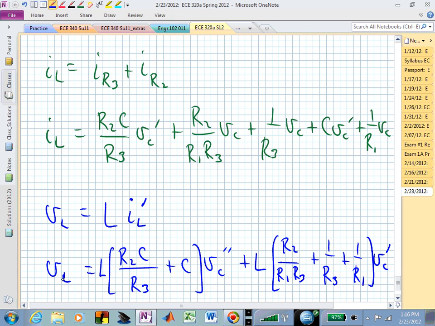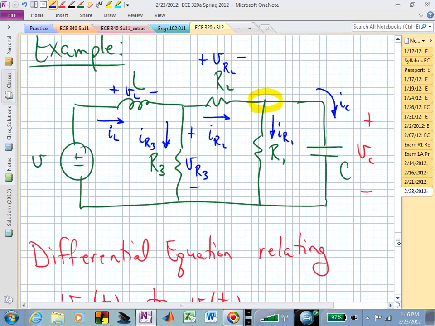That's my inductor voltage. And I've almost worked my way all the way across the ladder. Now I can do KVL around the outer piece, and I have V is equal to V sub L plus V sub R2 plus V sub C. Does everybody see that? And those are logically understandable steps.